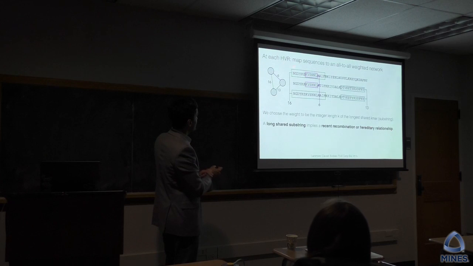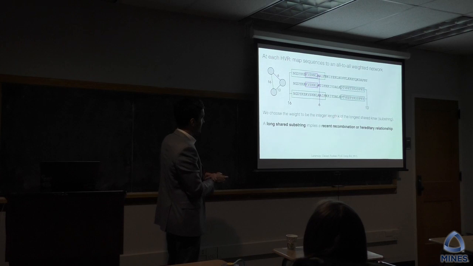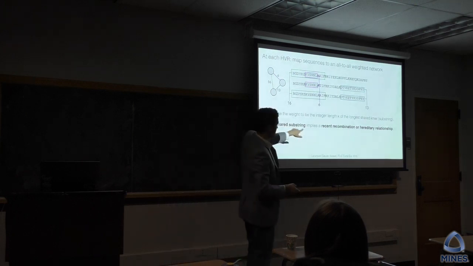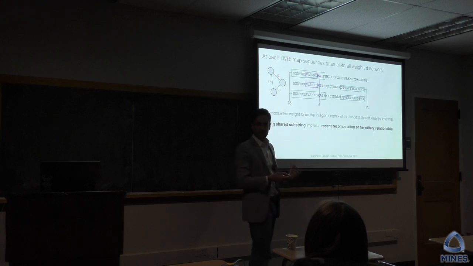At each highly variable region, we're going to map the sequences to an all-to-all weighted network. So here are 3 actual amino acid sequences within a highly variable region. For each sequence, I write down a node represented by a circle. And now I'm going to choose the weight between those nodes to be the integer length k of the longest shared k-mer or substring. So for the top and the bottom, you can see this block here is of length 16. So I connect the top and the bottom with an edge of weight 16. Fine. A long shared substring implies a recent recombination or some kind of hereditary relationship between these genes.